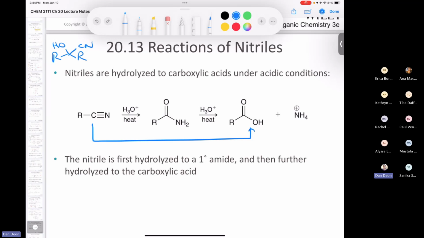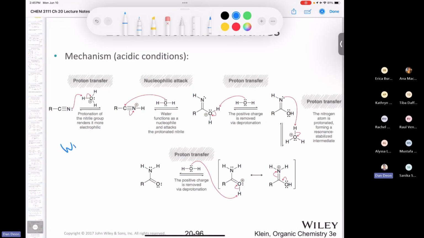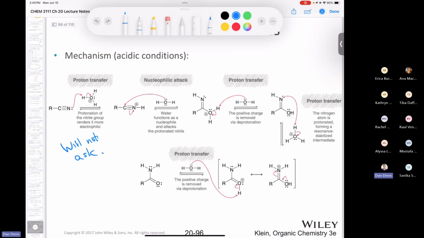This mechanism is also covered in the textbook, and again, I'm going to write it here, will not ask. Okay, there's other mechanisms that are much more important than this, and even this mechanism, after all this work, only shows you the conversion of the nitrile to the primary amide, and then you have to hydrolyze the primary amide to the carboxylic acid.